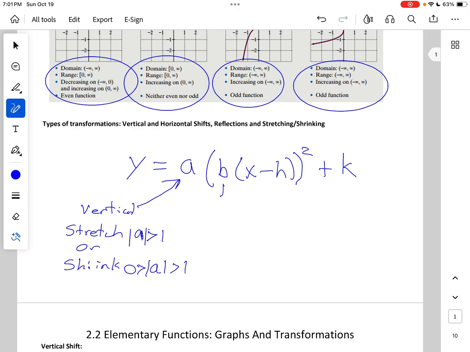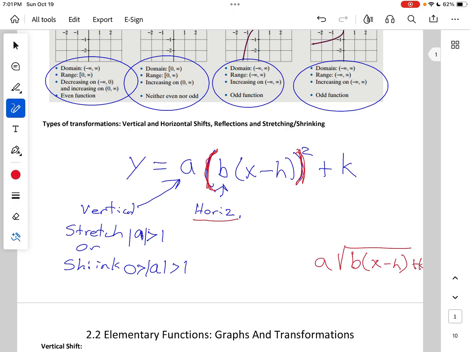However, b right here is going to be our horizontal stretch or shrink. The best way I can explain this is when you're hanging out with the x. In this case, it's a quadratic. But if I had a square root function, if you're hanging out in with the x, then your b is in there. You got your parentheses x minus h. It's under the square root with the x. Okay, you have your a on the outside and plus k. Okay, so in with the x deals with horizontal shifts.